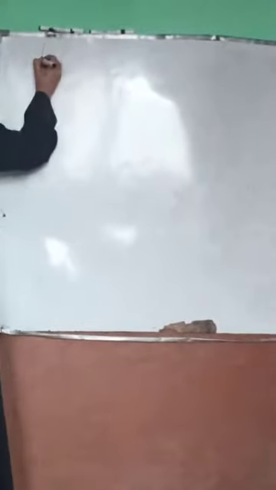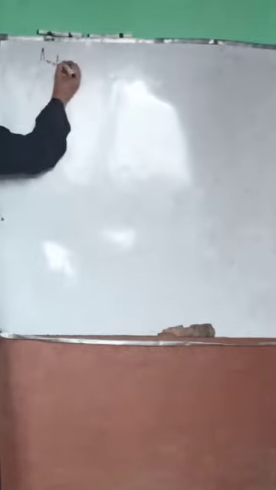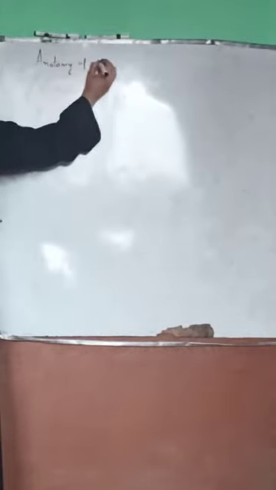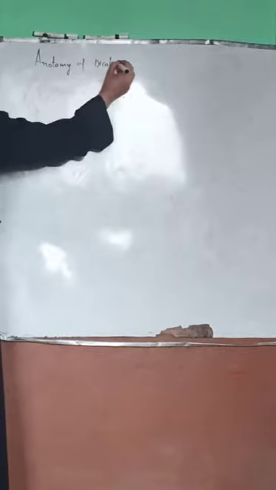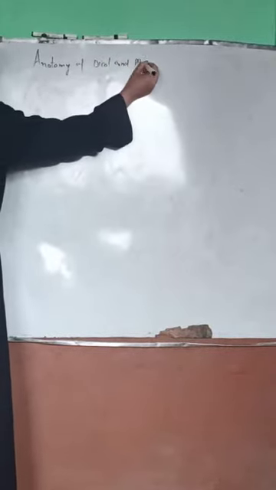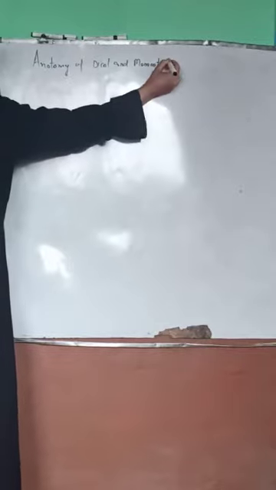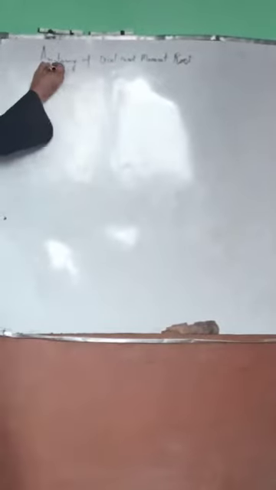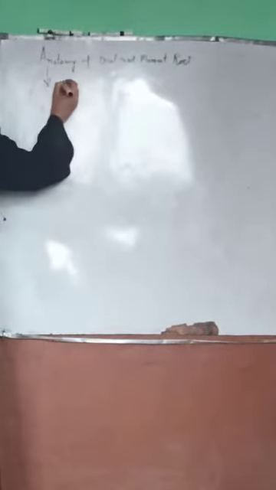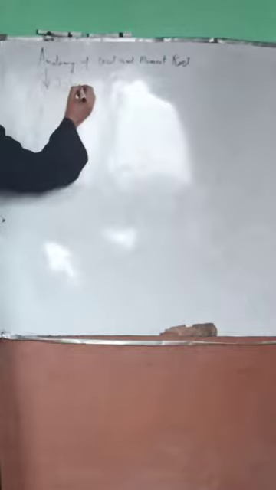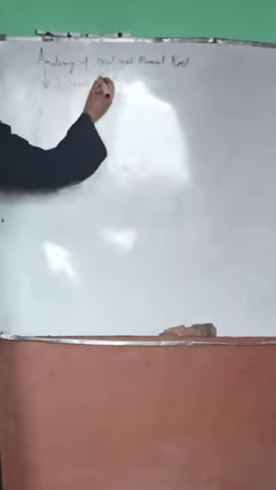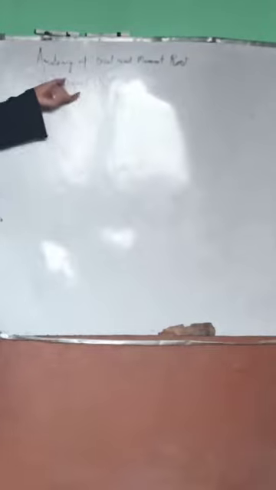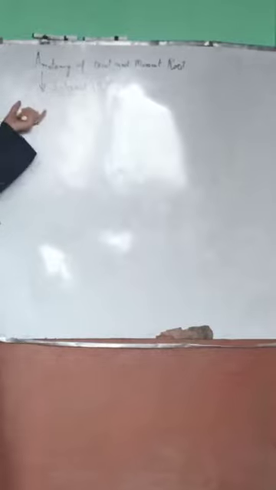Students, our today's topic is anatomy of dicot and monocot root. We know in case of anatomy, we have to discuss internal structure. It means the internal structure of the dicot root and the internal structure of the monocot root.